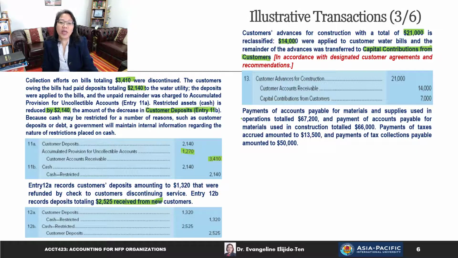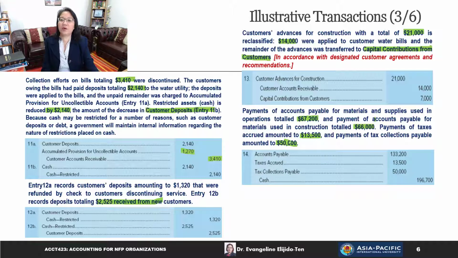Payment. All right, so payments of accounts payable. How do we record this? If we are to pay accounts payable for materials and supplies used in operations, amounting to 67,200, and we're also paying accounts payable for materials used in construction totaling 66,000. Payment of taxes accrued amounting to 13,500, and the payment of tax collections payable amounting to 50,000 will also be paid. So we are on a paying spree this time. How do we record all of this?